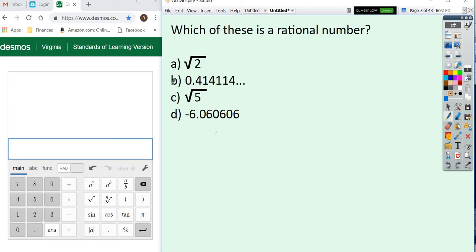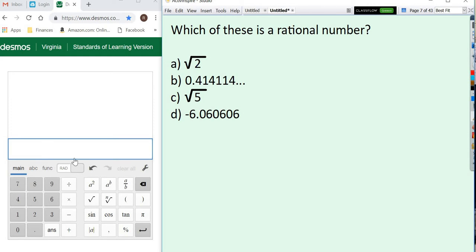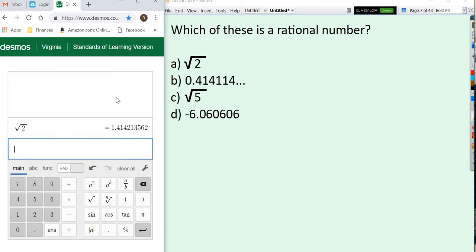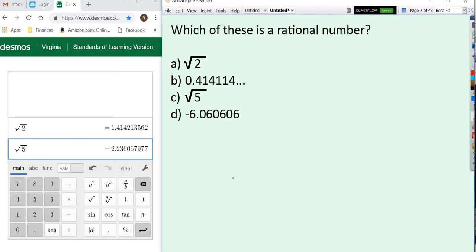Which of these is a rational number? Well, first of all, let's look at the square root of 2 and see what happens there. Nope, definitely irrational. So that's not it. The next one is 0.414114. So that is also irrational because the pattern is not consistent. So let's try the square root of 5. And it does not have a repetition either. So let's finally go down to D and see that the 0.6 is repeating. So that would make it rational. So D is your answer there.